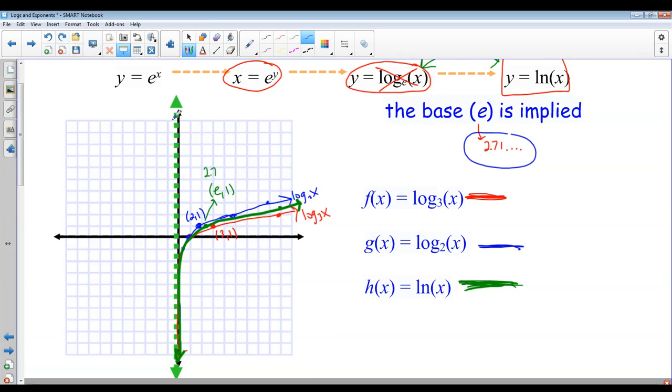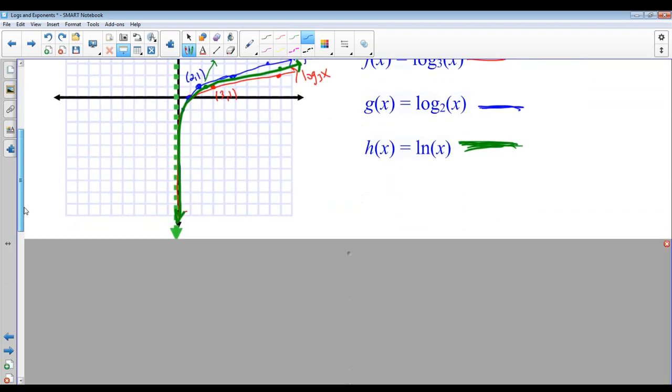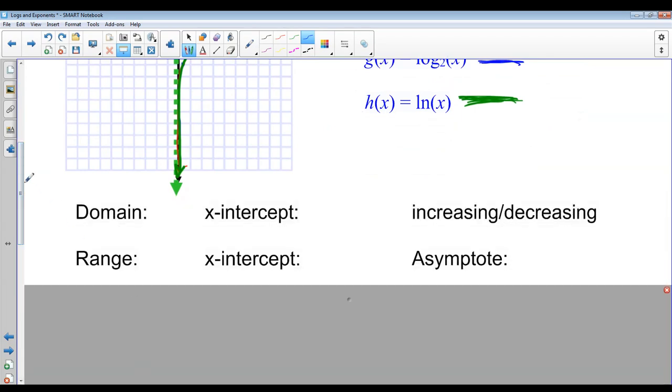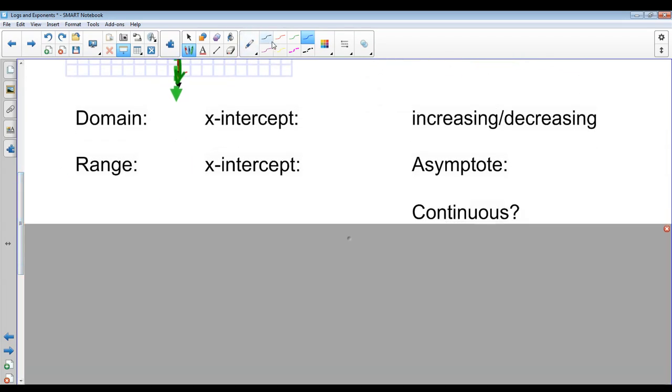And that's why we have that first point after (1, 0). The second point we plot is (e, 1). All right, so hopefully that makes sense. But now that we know how to do that, we can graph anything just based on the transformation rules that we've done. All right, so the domain for all the log functions is 0 through infinity.